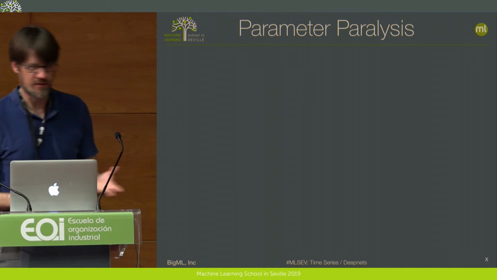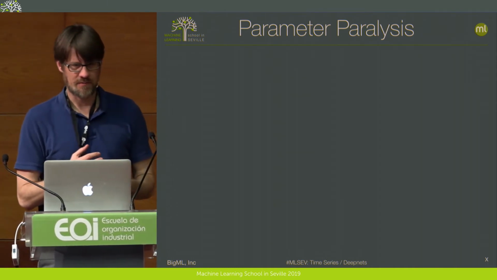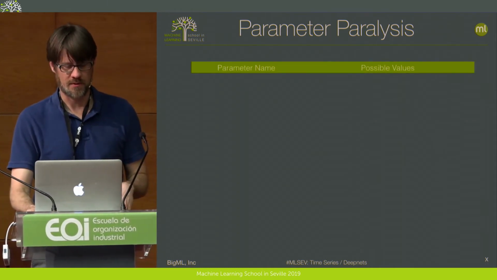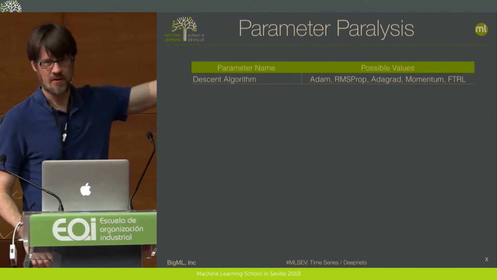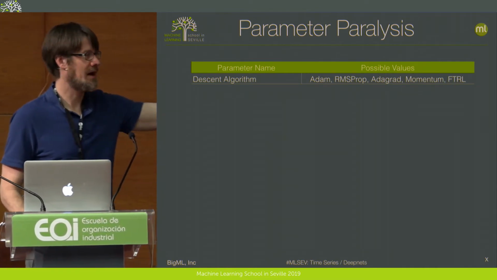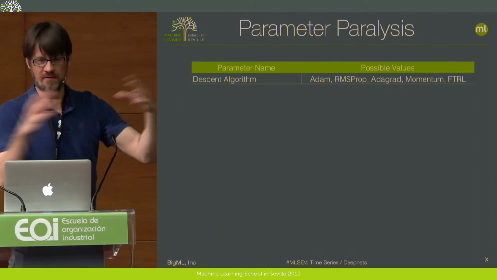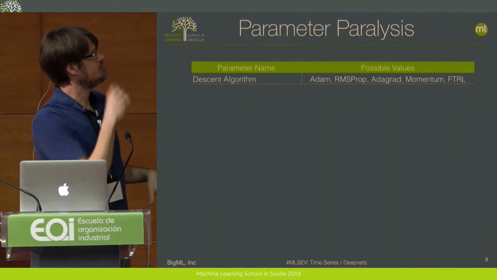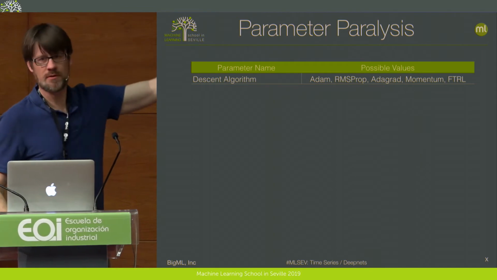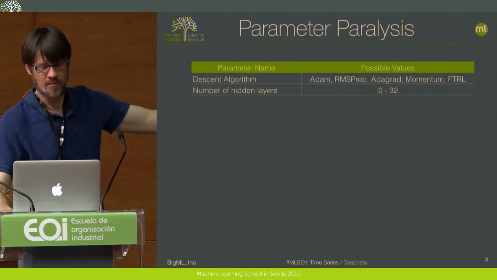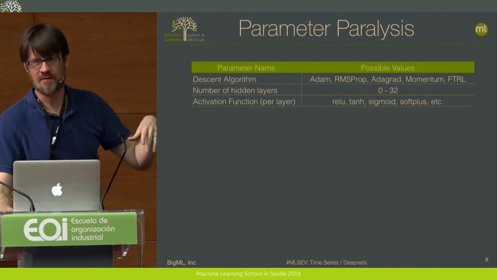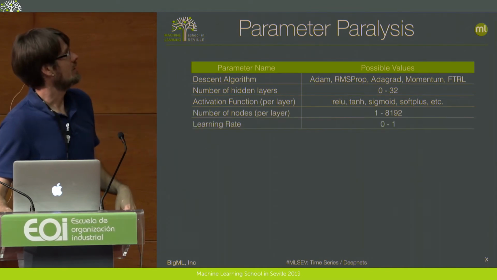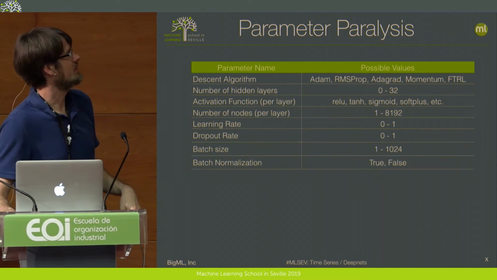My own feeling is that the only reason people don't use deep networks is because they're so difficult to parameterize. Just as an example, here are gradient descent algorithms, the algorithms you use to optimize a network once you've structured it. Most people don't know what any of those are. How many hidden layers do you want? This is the list of functions you could possibly apply at each node, and so on and so forth.